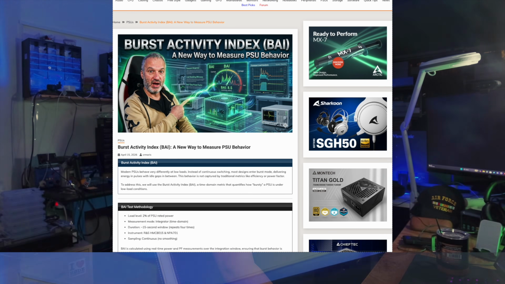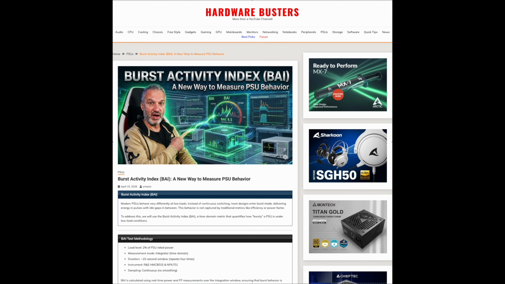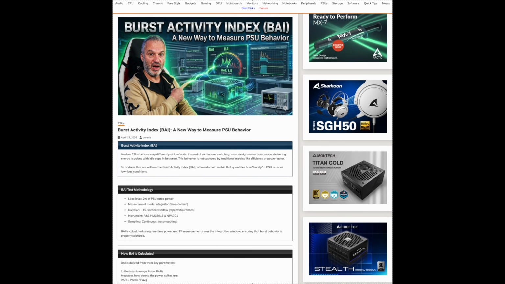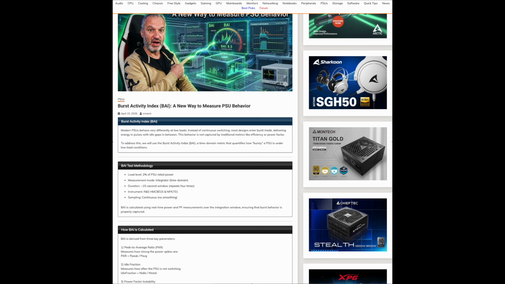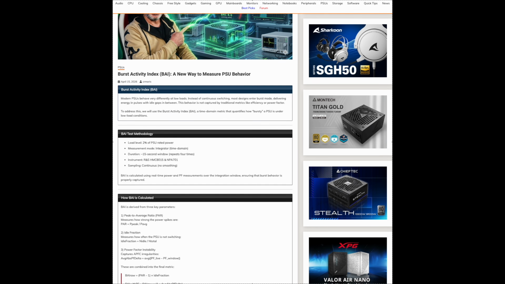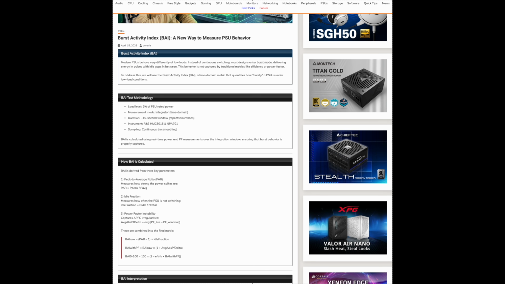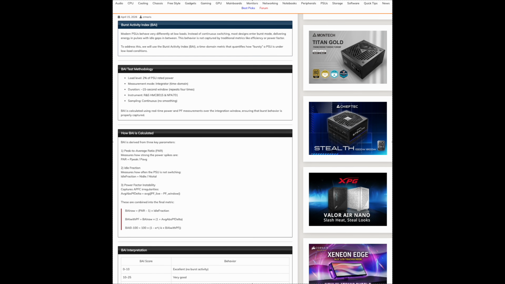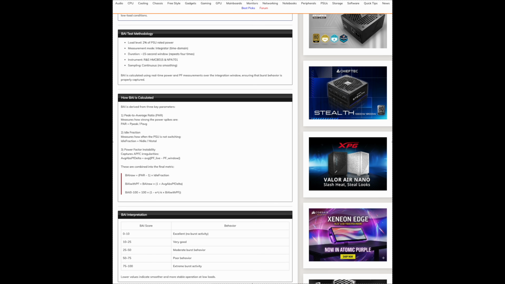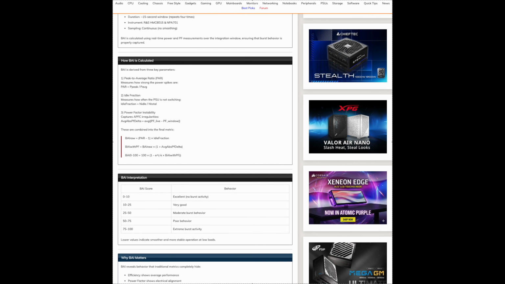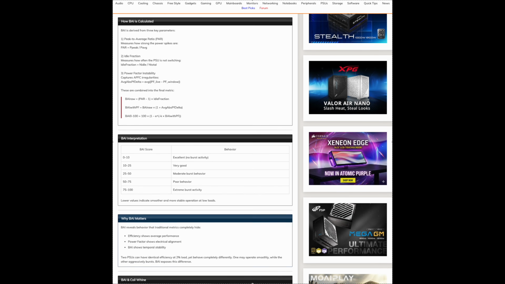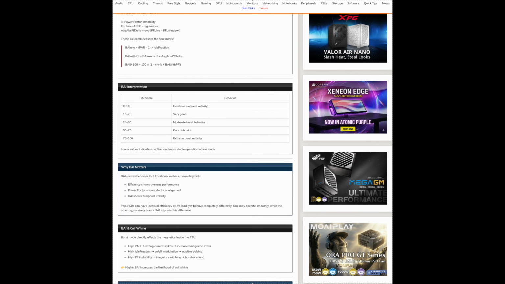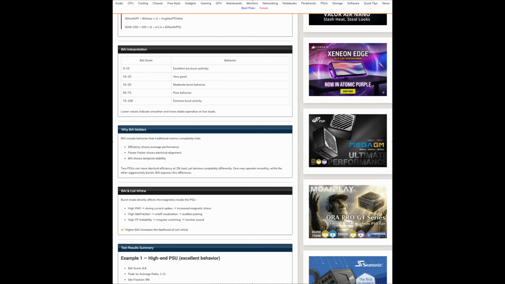BAI is not another efficiency number. It's not another average. BAI measures behavior. Specifically, how a PSU behaves at idle and light loads. Because here is the reality. Modern systems don't run at full load most of the time. They sit at very low power or light loads: browsing, YouTube, office work, even gaming menus sometimes.